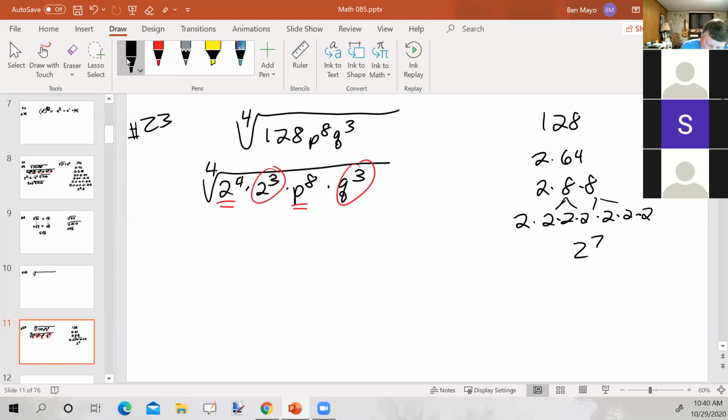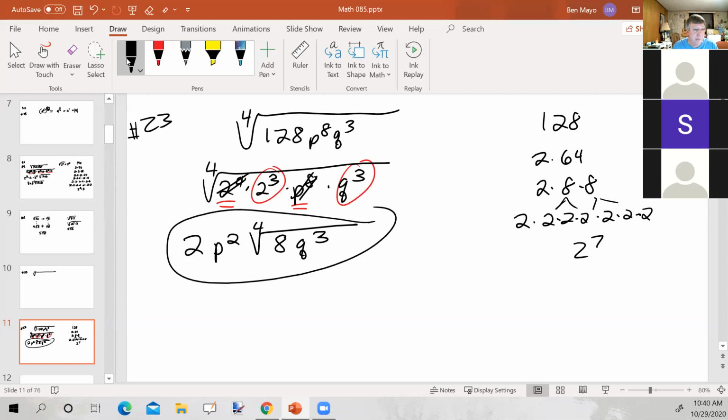So what's the 4th root of 2 to the 4th power? 2. And that 2 is on the outside. What's the 4th root of p to the 8th power? P squared. Right. And what's left inside would be 2 cubed or 8q cubed. And keep in mind, they want you to multiply out the 8 inside. Don't leave it as 2 cubed. Once you've taken everything out, you can multiply all the constant numbers back together. All right.